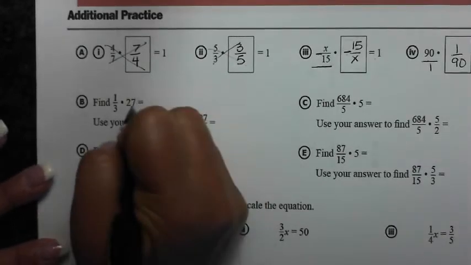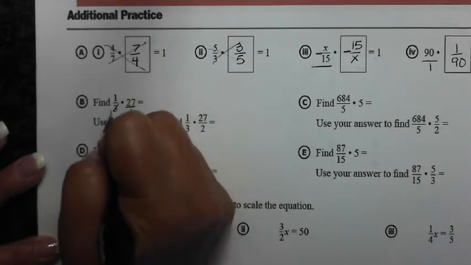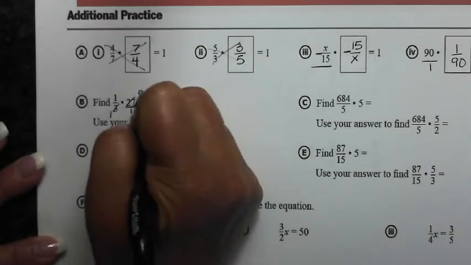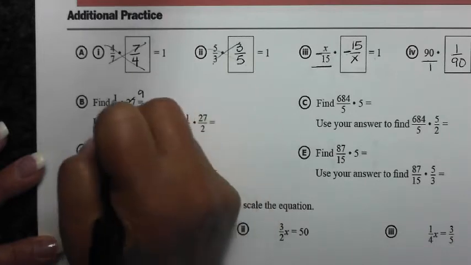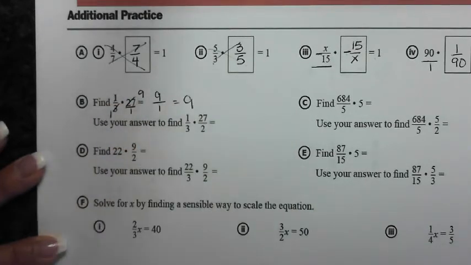We're going to take this first one, and we are going to turn it into a fraction. And we want to reduce. 3 goes into 3 once. 3 goes into 27. How many times? 9. Now we multiply straight across. We end up with 1 times 9 over 1, which is equal to 9.